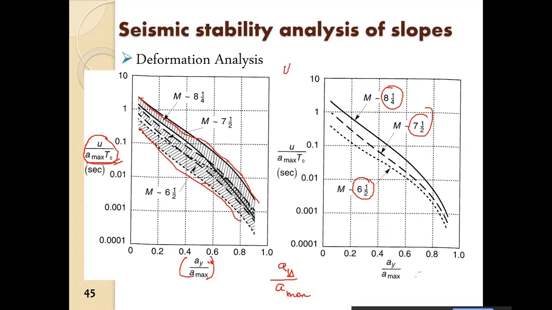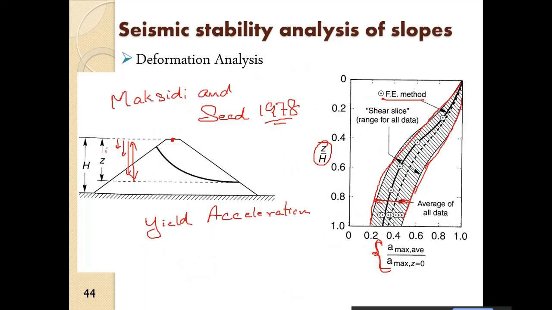So the maximum displacement in this slope will be given by this ratio multiplied by A max into T naught. Okay, so we can easily obtain the maximum displacement. So ultimately it is seen that this observation is critical in obtaining the maximum displacement that can occur in the field due to various earthquake motions.